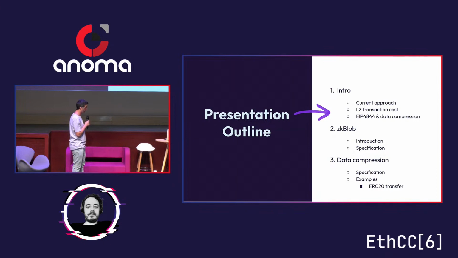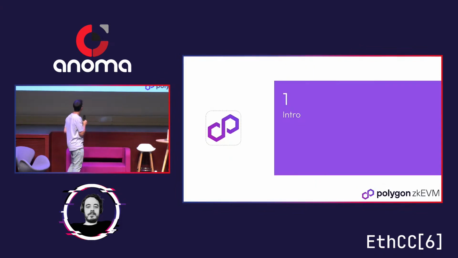Basically, in the introduction, I will be talking about how we put the data availability currently on chain and what are the layer 2 associated transaction costs. Later on, I will introduce this zkBlob data structure, and later on, I will talk about the data compression and all the functionality that we have specified over there.